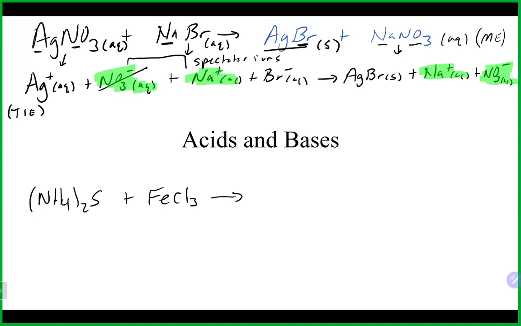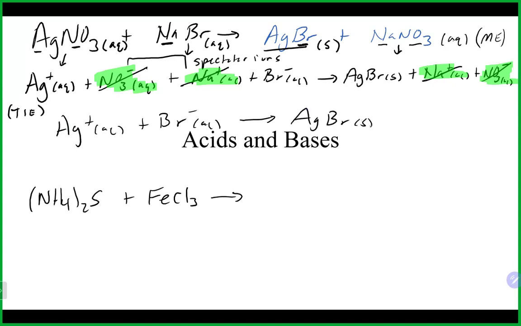Once again, we just cross out our spectator ions. And what we are left with is our third type of equation, which is the silver and the bromide coming together. And it will make this precipitate that is silver bromide, and this is our net ionic equation, which again is ultimately telling us what is truly happening in this reaction. Any questions on any of those equations there?